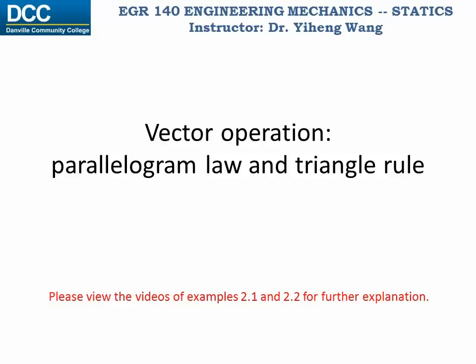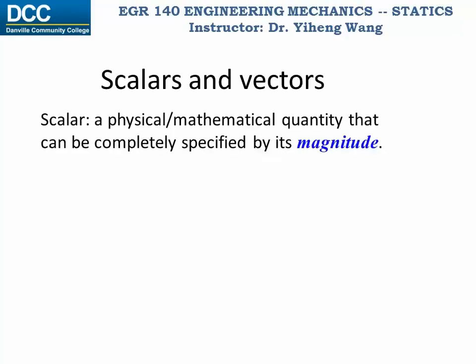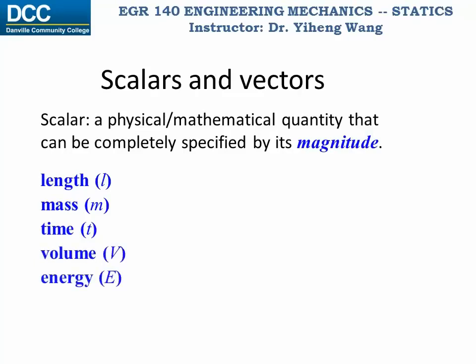In this video, we will talk about what is a vector and how to do vector addition or subtraction using parallelogram law or triangle rule. You are probably more familiar with scalars. Scalars and vectors are both physical and mathematical quantities. A scalar can be completely specified by its magnitude, in other words, how big it is. Common physical quantities that are scalars include length, mass, time, and derived quantities such as volume and energy.